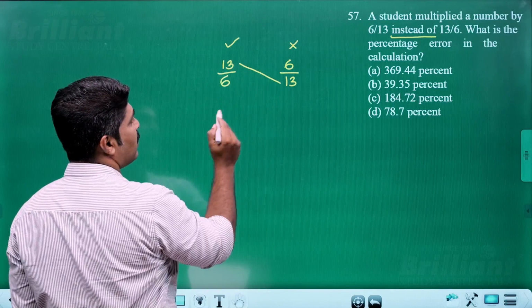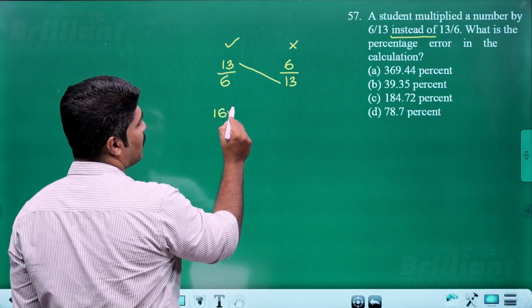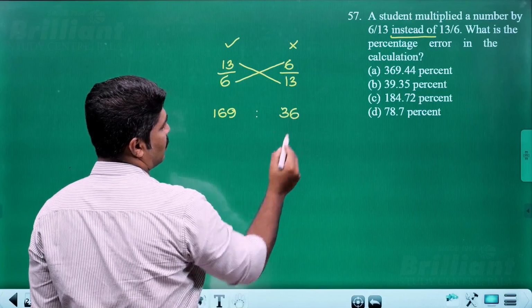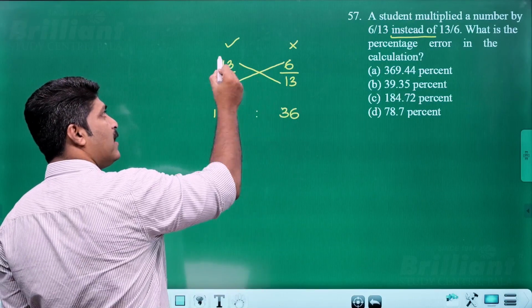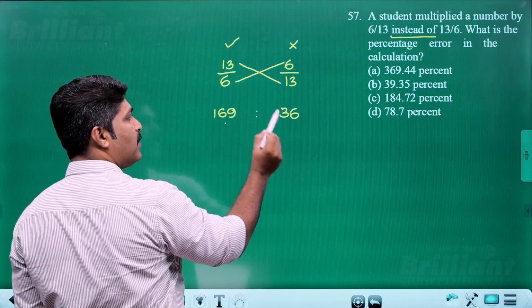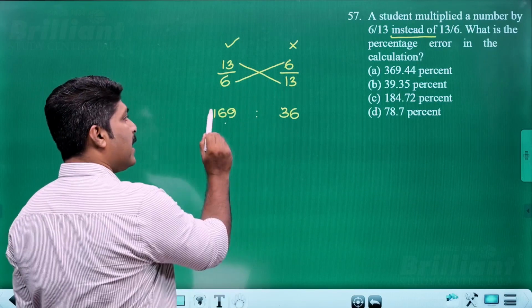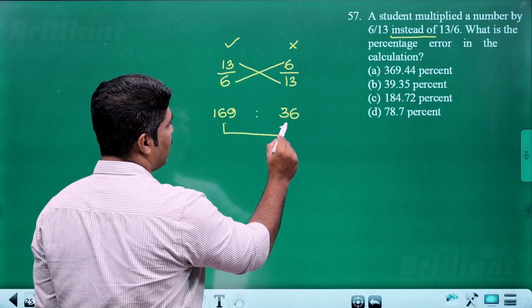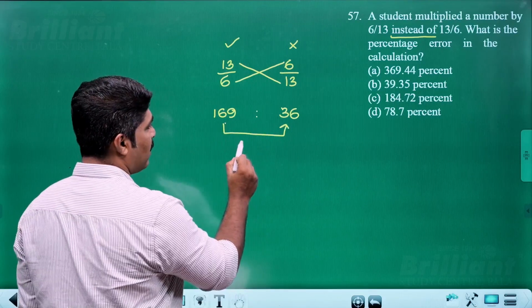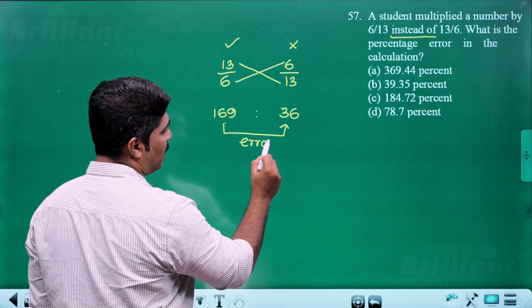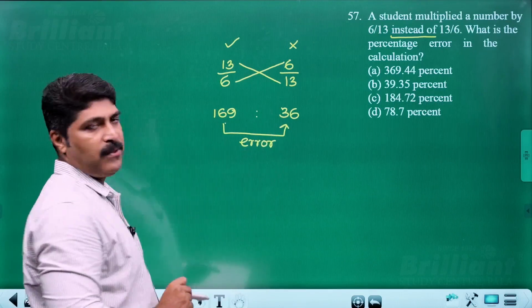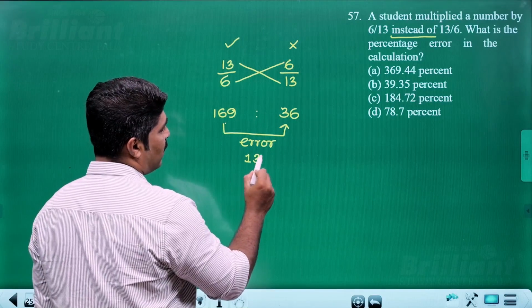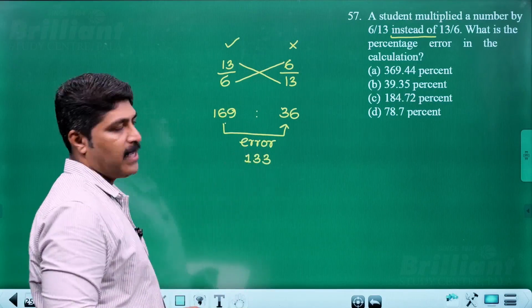What is 13 into 13? 13 into 13, 169. Just multiply these two values. This is 6 into 6, 36. So here 13 into 13, you just write here. 6 into 6, write here. So this is the correct answer. This is the wrong answer. Then what is the error here? So here error is the difference between these two values. What is the error here? This is equal to 133. That's the error here.